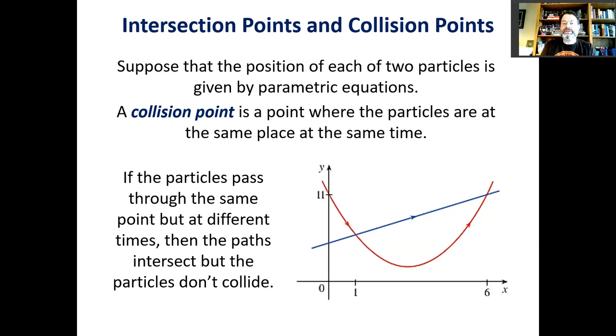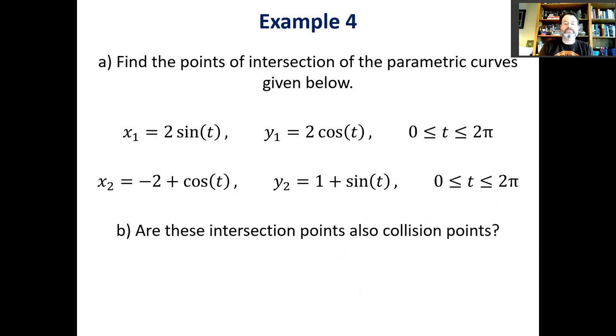So the way we do this is you find the intersection points, and then you work out the values of t for both equations. If the values of t match, and both of them give you this point, then it's a collision point. And if it gives you anything else, it's not a collision point. All right, so the first thing we're going to do is find the intersection points.